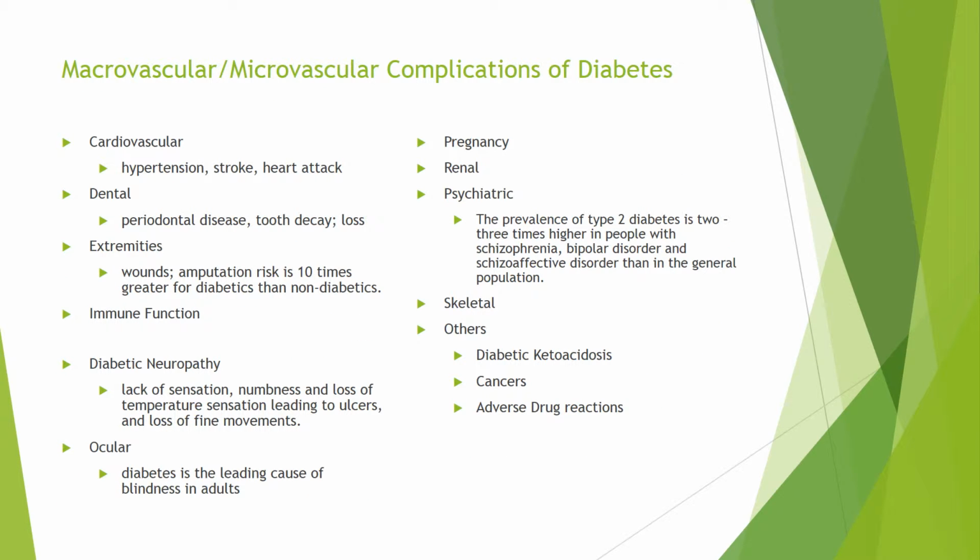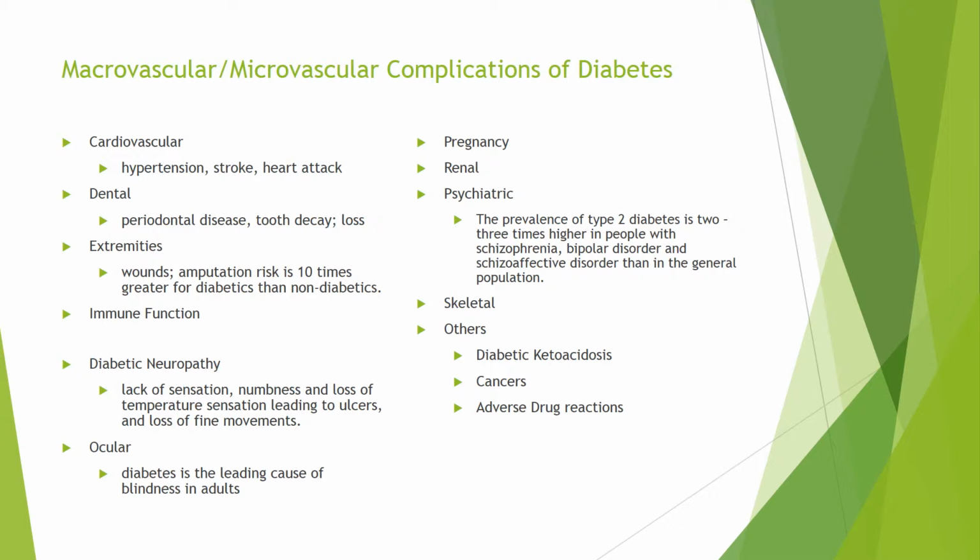Some of the complications of diabetes: the cardiovascular system is a series of the heart and the blood vessels, and they're very sensitive to insulin levels in the body. Over time diabetes can cause hypertension, which in turn can lead to stroke and heart attack. Part of the diabetic management is controlling blood pressure and other issues that relate to heart disease.